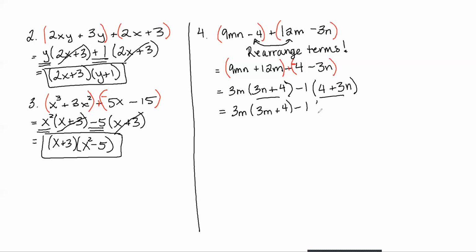3n plus 4, or you can just go straight to the last step and just factor it out. It's up to you. But now we can factor out 3n plus 4. And what are we left with? 3m minus 1.